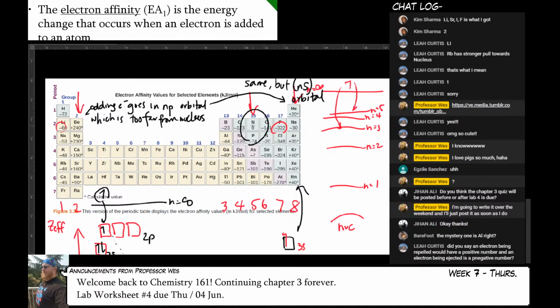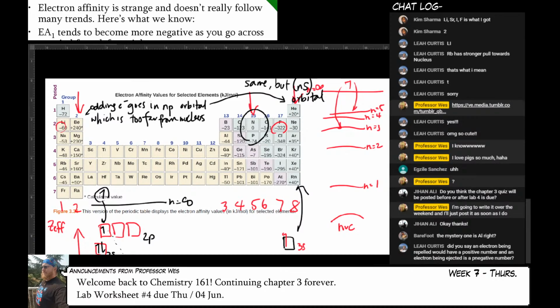Of course, you can put a little energy in and hold it in place, and it turns out that this is true for all of the elements in column 5A. They have an electron affinity that is less positive than we would expect. So those are the general trends for electron affinity.